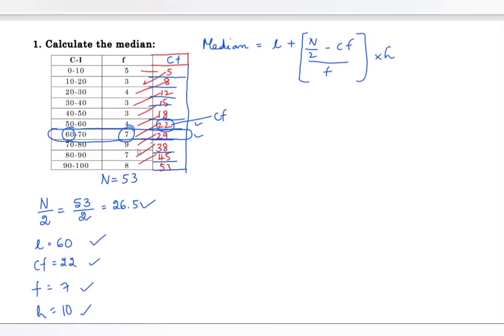How to calculate the CF? It is above the median class in the cumulative frequency column. In the cumulative frequency column, above the median class is the cumulative frequency and this is the F value. Now median equals, what is the value of L? L is 60 plus n by 2 value is 26.5 minus CF value is 22 by F is 7 into H is 10.